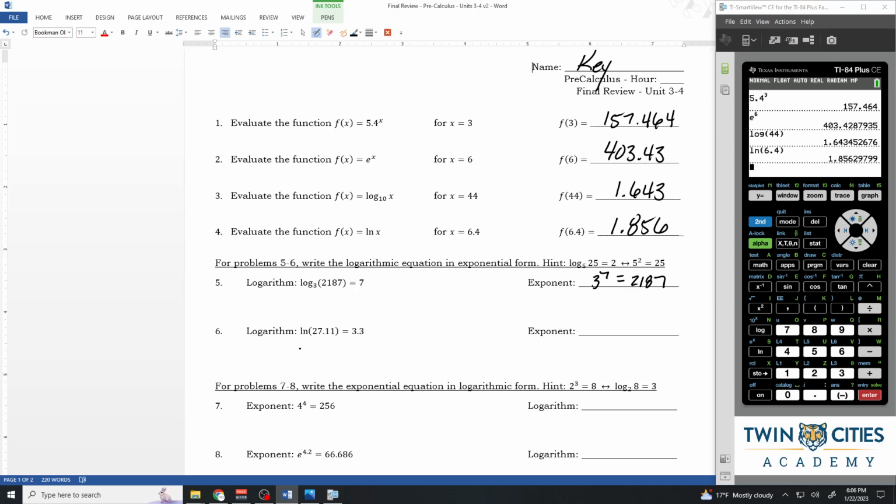And I can do the same thing for natural logs as well. Now, natural logs, this is just shorthand for saying log base e. So this is the same as log base e of 27.11 is equal to 3.3. Now, having written it like this, I can say the base of my logarithm is the base of my exponent. So e to the power of, left to right, right to left. E to the power of 3.3 is equal to 27.11.